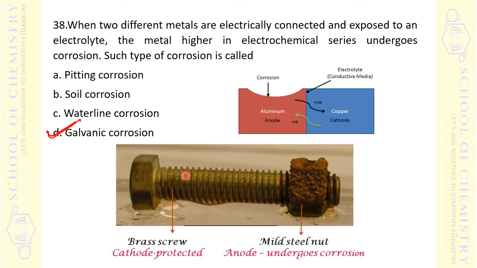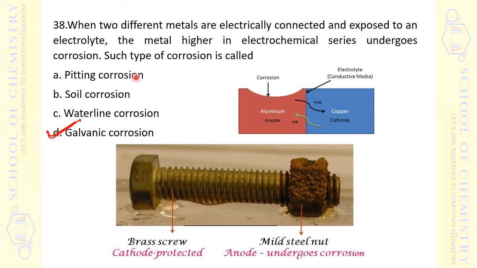So you can find an illustration for the same here. A brass screw is given with a mild steel nut, and they are exposed to the same environment. Here you can clearly see that the brass screw has not undergone any corrosion, whereas the mild steel has undergone corrosion. It is because it is more reactive, so it readily undergoes corrosion, and this kind of corrosion is called galvanic corrosion.